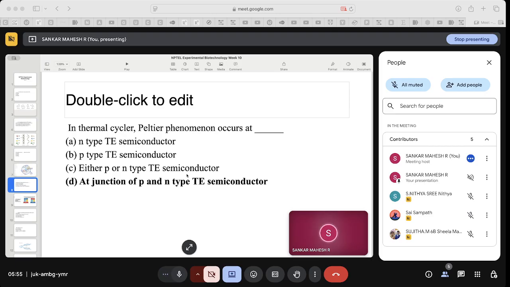The next question, it's not very biology related, but we also use an application of this, so I would rather explain this. In a thermal cycler, Peltier phenomenon occurs at dash: N-type semiconductor, P-type, either N or P, at the junction of P and N. So instead of looking at this question as a purely electronics question, does anyone here know what a thermal cycler is and where it can be used?